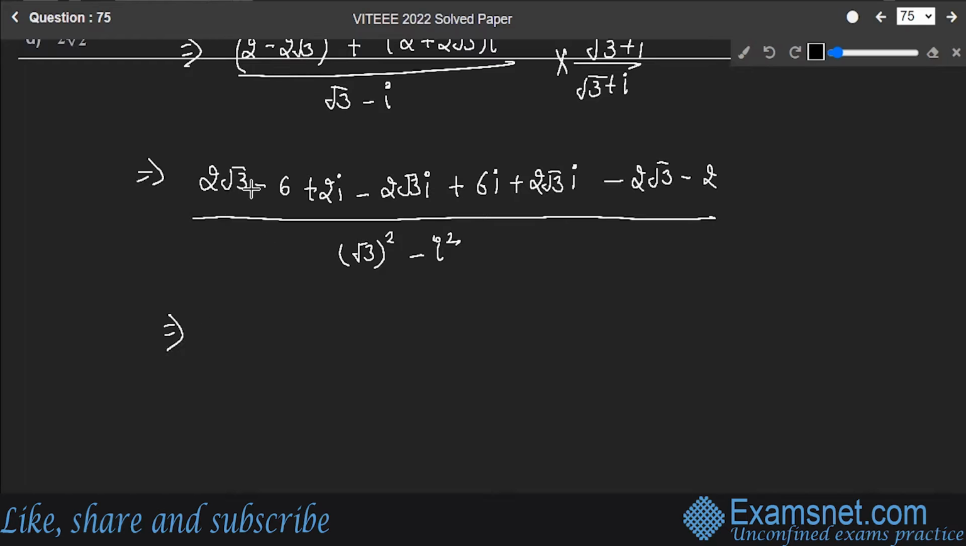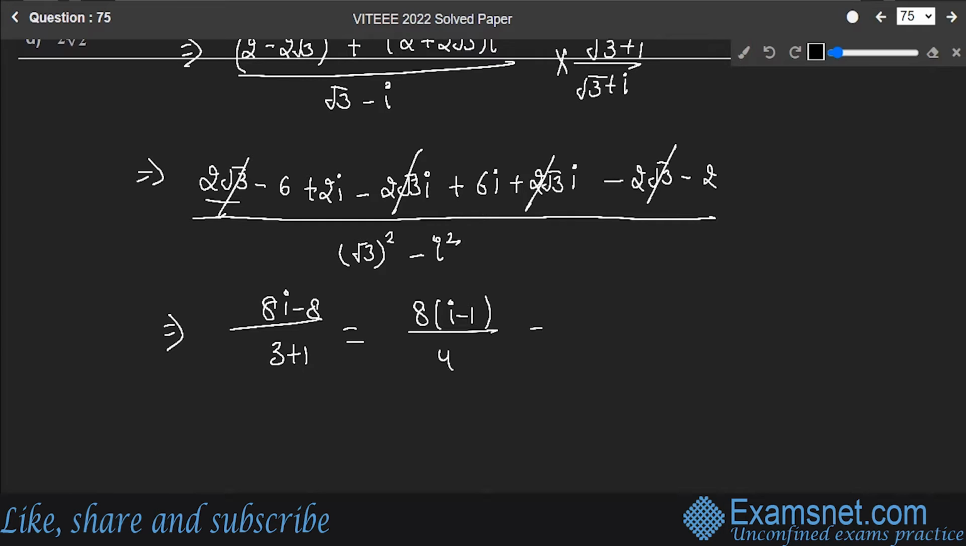So now let's solve. You have this 2 root 3, this and this will cancel, this and this will cancel. You will be left with 8 iota minus 8, and this will be 3 plus 1, which will give you 8 iota minus 8 upon 4, or 2 iota minus 2. Okay.